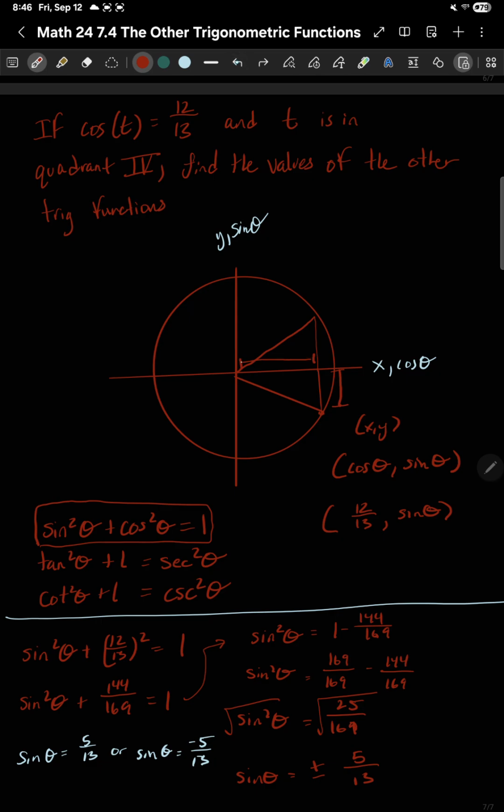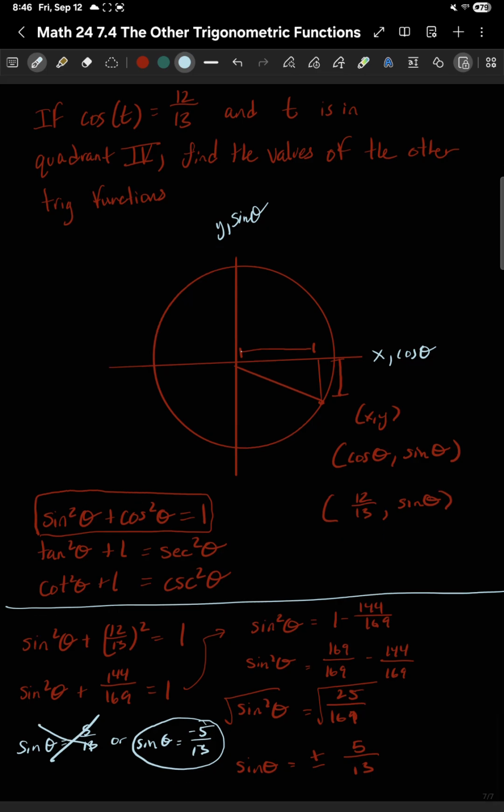But because they tell us specifically that we're in the fourth quadrant, all we really have to think about is whether sine is positive or negative in the fourth quadrant, or is y negative or positive there? Because we're below the x-axis, we know that y is negative in the fourth quadrant. So that tells us that the answer is sine of theta equals negative 5 over 13 and not positive 5 over 13.